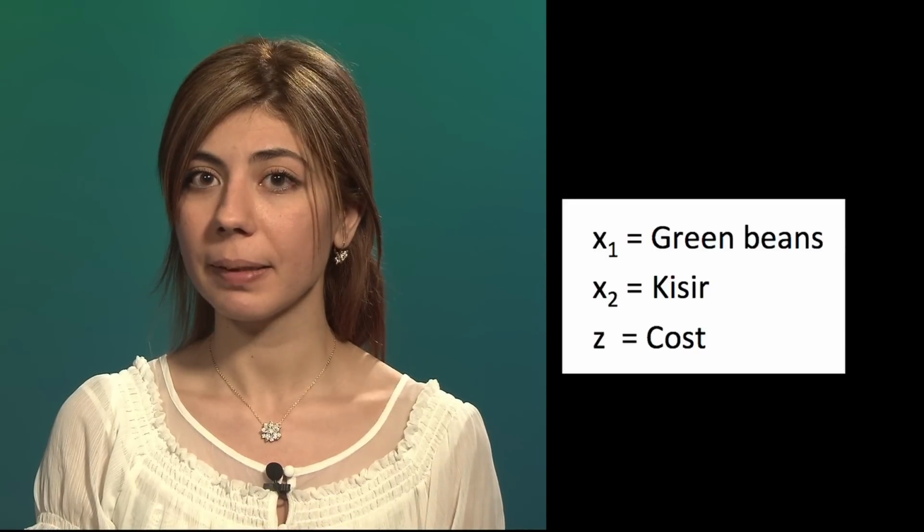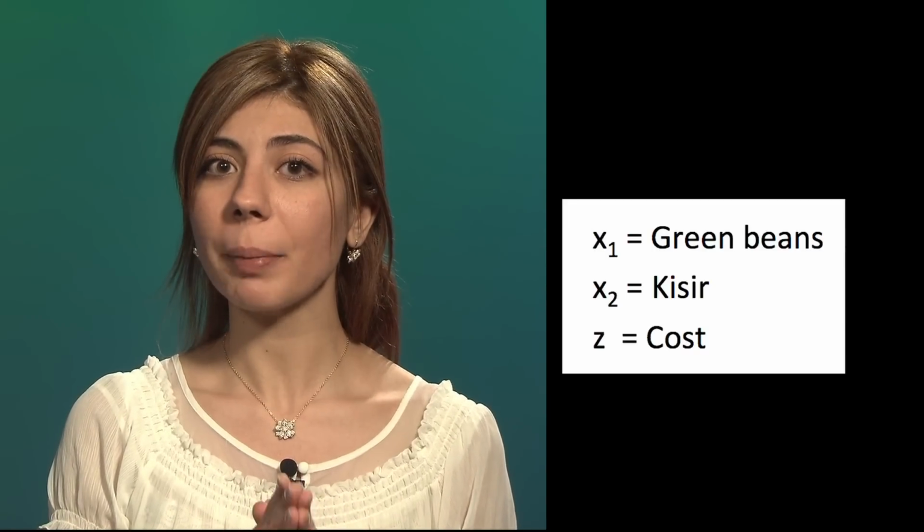x2 servings. And let's note the cost by z. Linear programming problems can involve both equality and inequality restrictions, and the latter is the case in our diet problem. To construct the limitations or constraints, let's start with the fact that we can't really have negative amounts of food. Hence, both x1 and x2 amounts of green beans and kısır should be greater than or equal to 0.